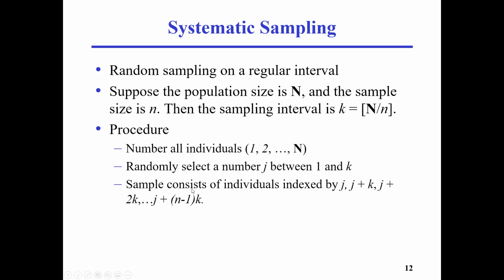And a sample consists of individuals indexed by j, j plus k, j plus 2k, and so on until n minus k. Okay, so in order to start using systematic sampling, you need to know uppercase N, lowercase n, then calculate k, then choose a specific integer for j. Okay, and you start the sampling from the individual j.